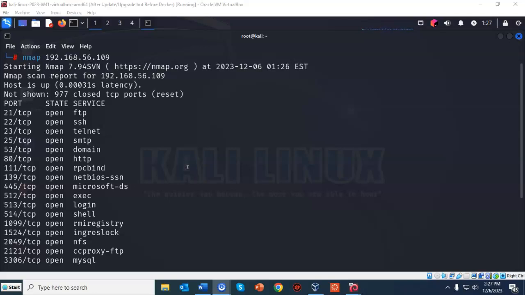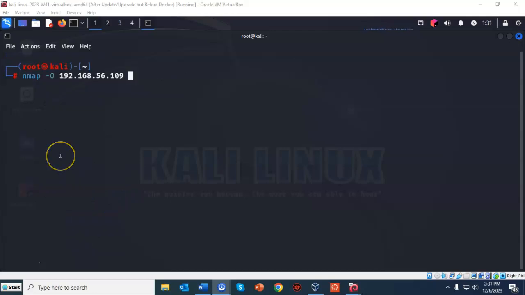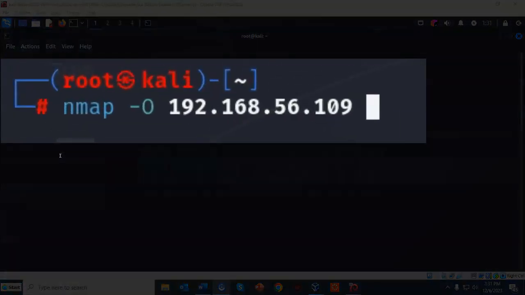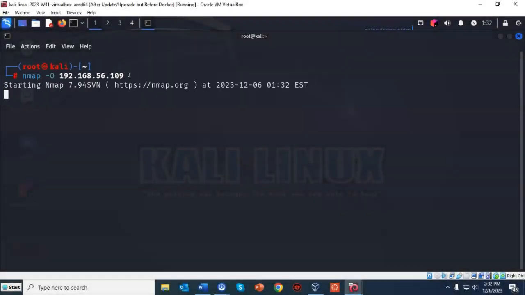Our next scan is going to be used to determine the operating system that is currently running on that target machine. Along with the default scan, if we would like to learn some information about the operating system that's currently running on our target machine, we can add in the -O option. We follow that up with the IP address of our target, and we hit enter.